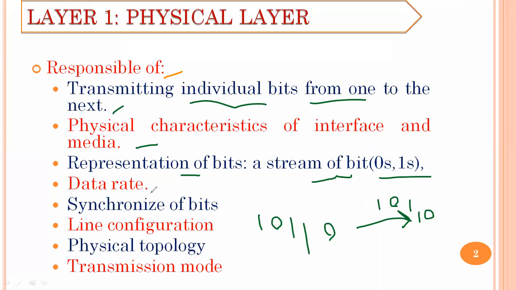Then the data transmission depends upon the data rate at which the data is being transferred. Suppose the data rate of the medium is 10 Mbps, then at the maximum speed, the data will be transferred at 10 Mbps or less than that. This is the maximum speed that will be covered by this transmission medium. Then synchronization of bits is there, that the data should be synchronized.